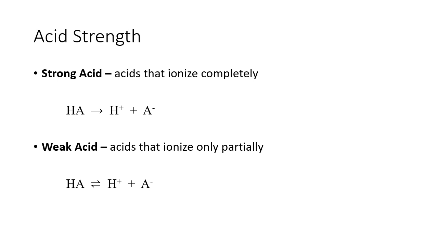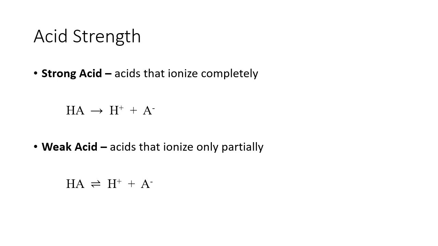Now let's talk about acid strength. I'm sure many of us have heard that there are strong acids and weak acids. A strong acid is an acid that ionizes completely, while a weak acid is an acid that ionizes only partially. A big misconception is that the strength of an acid has to do with its concentration, and that's not the case. You can have strong acids that are very low concentrations, and you can have weak acids that are very high concentrations. The only difference is that strong acids ionize completely, and weak acids ionize partially.